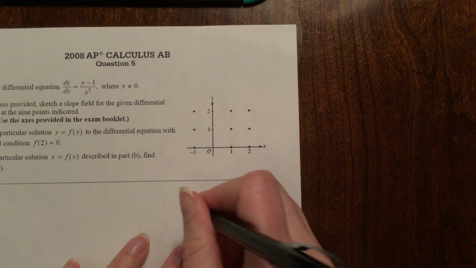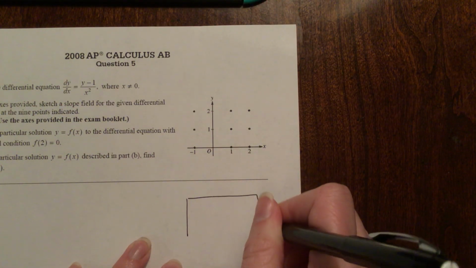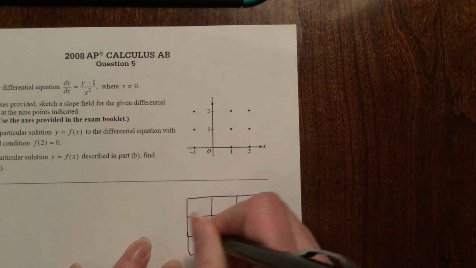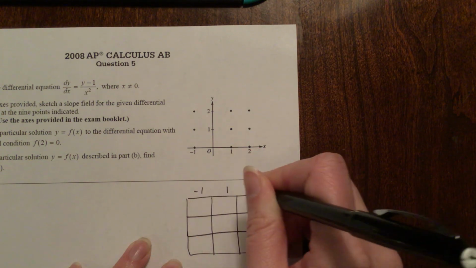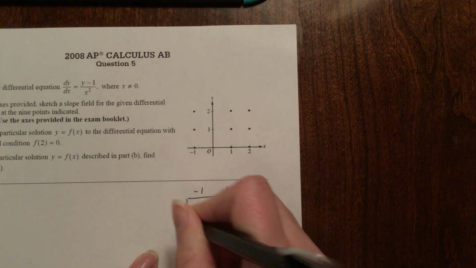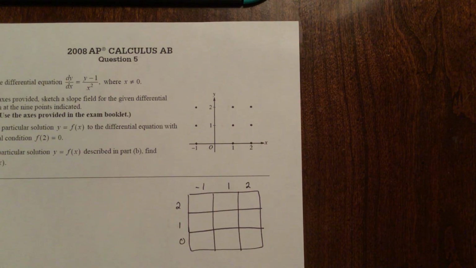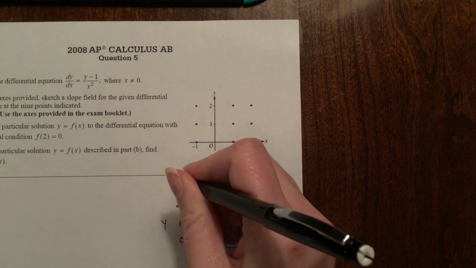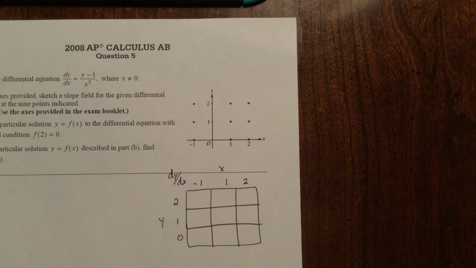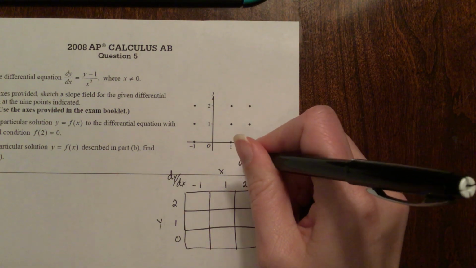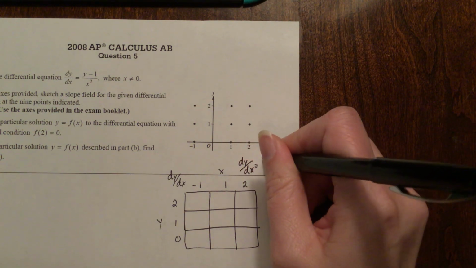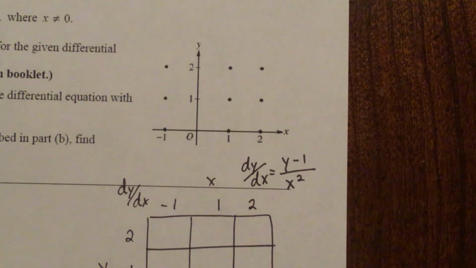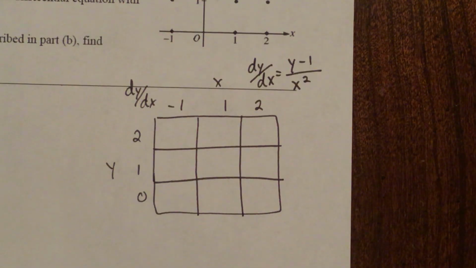Let's make that little chart that I made on the previous one. We need 9 boxes. The x values are -1, 1, and 2. The y values are 2, 1, and 0. And all the little boxes are dy/dx's. Okay, we are plugging this into dy/dx equals (y minus 1) over x squared. So kind of zoom in on that.